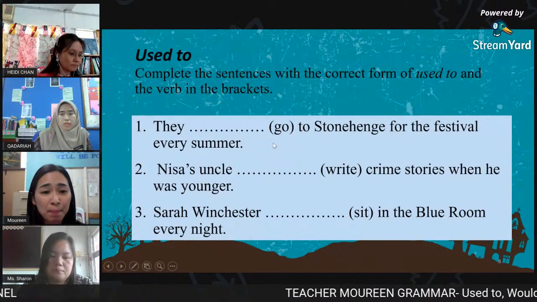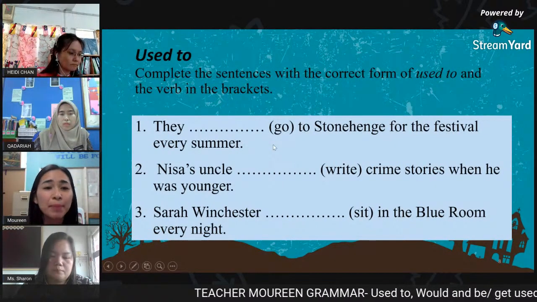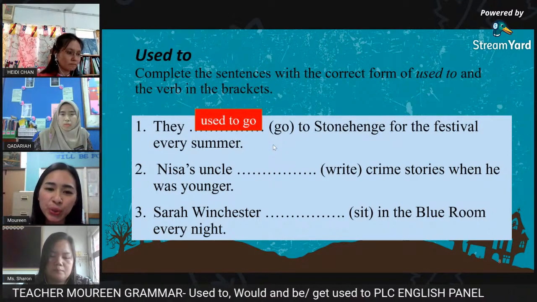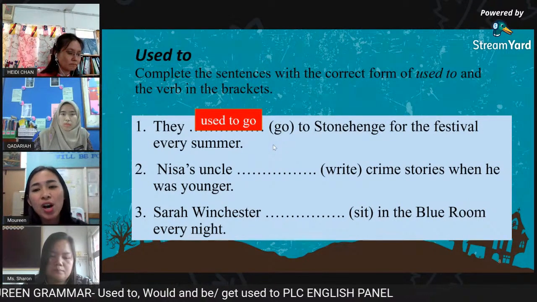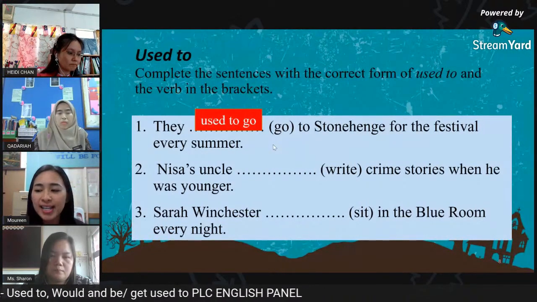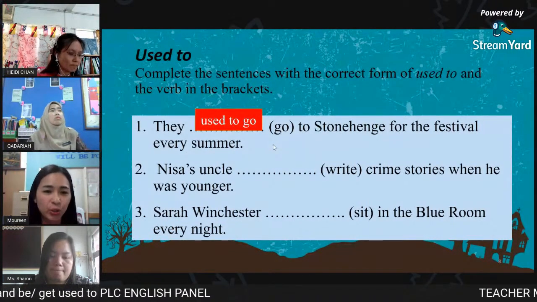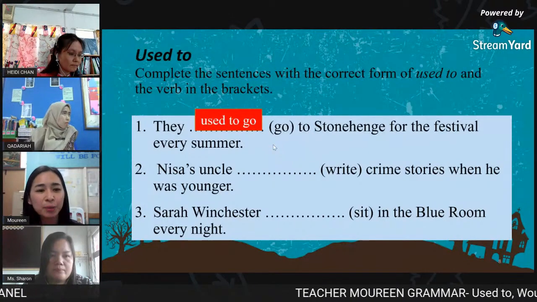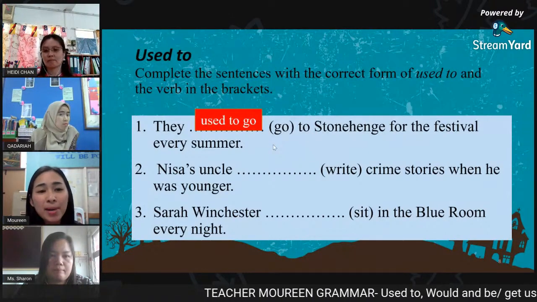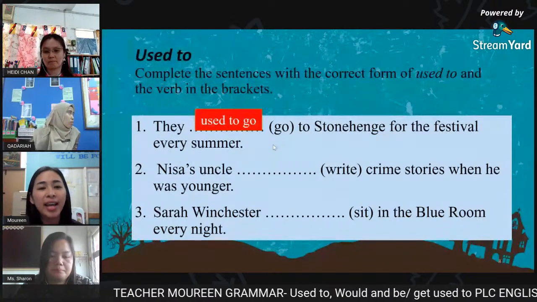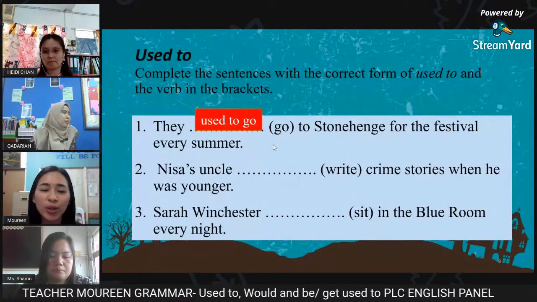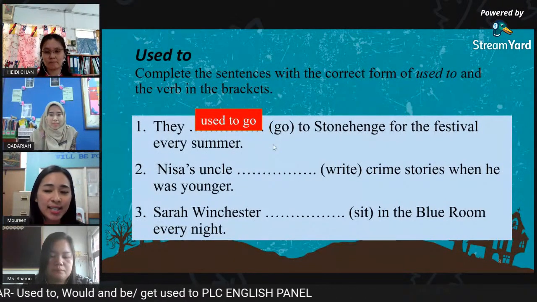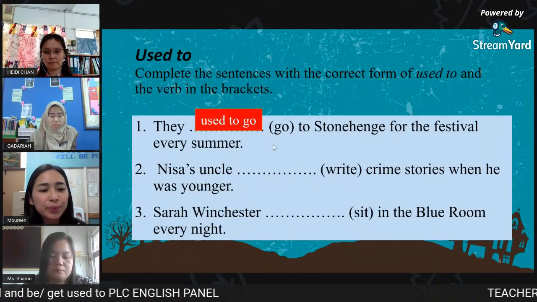I'll give you the example before I let you answer number 2 and number 3. So, they used to go to Stonehenge for the festival every summer. So, as you know, talking about the past and no longer happening. So, these people, every summer in the past, they used to go to Stonehenge. Okay, so we're talking about the past. So, yeah, let's look at number 2.